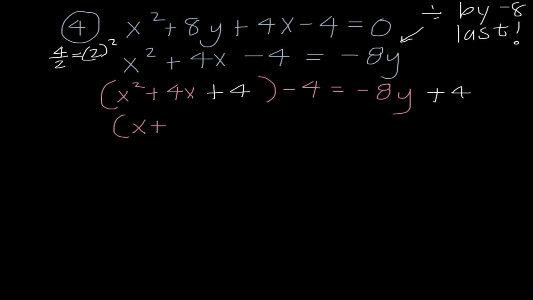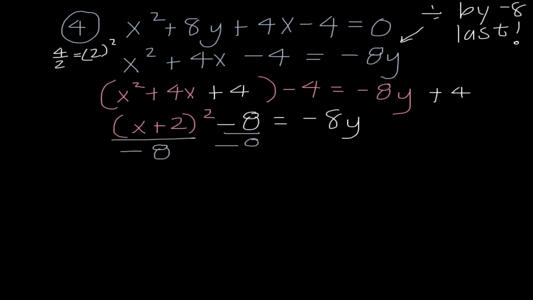When I factor this, I get (x + 2) squared. I need to subtract 4 from both sides, so I get -8 = -8y. Now at this point, I have 1, 2, 3 terms, so I'm going to go ahead and divide all of those terms by negative 8. Now notice this allowed me to complete the square without having to deal with fractions.